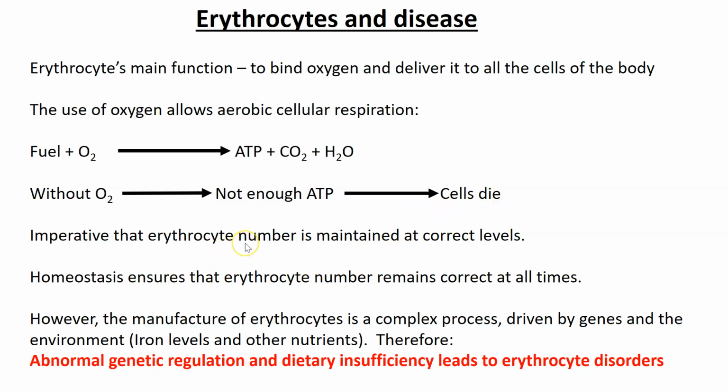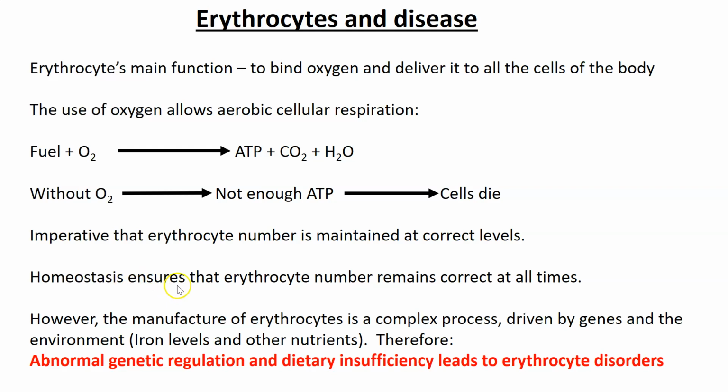Okay, so in order for every single cell, because if you think about it, there are trillions of cells in your body, okay, and each one of them requires oxygen all the time, okay, and so in order to ensure their survival, your body has to maintain erythrocyte number, or red blood cell number, at the correct levels. Okay, it also has to maintain that the erythrocytes function properly as well. It's not only their number, but also their shape, okay, and how they function.